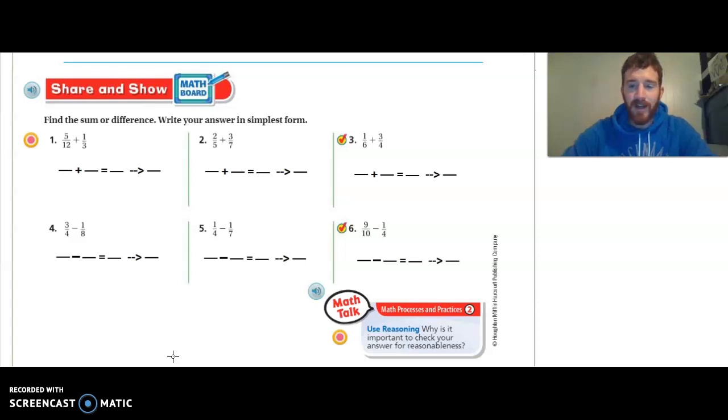Okay, so we're working on adding and subtracting fractions with unlike denominators. So remember yesterday what we were doing was we have to first find a common denominator, and then we just add those numerators up, and then the last step is to put it into simplest form. Okay, I'm going to go through these ones again. Hopefully you got these finished and accomplished.